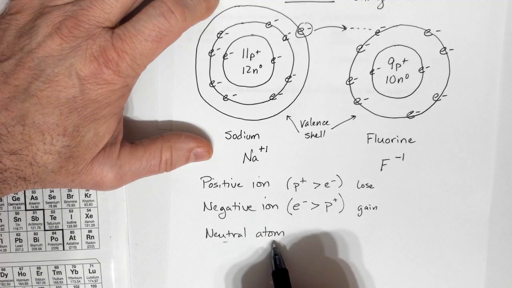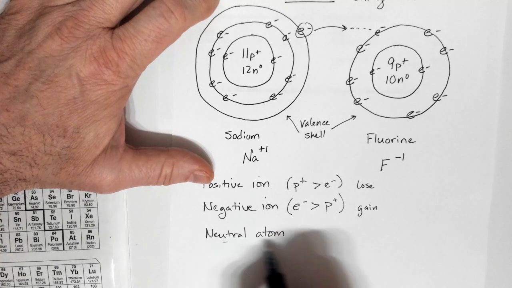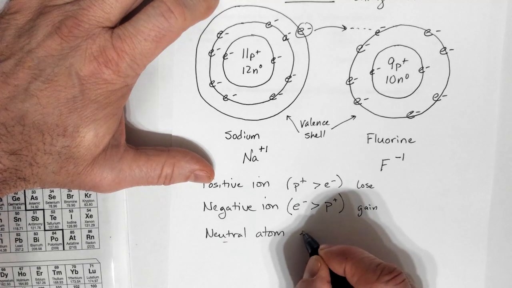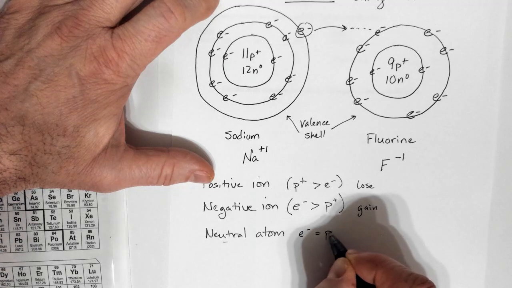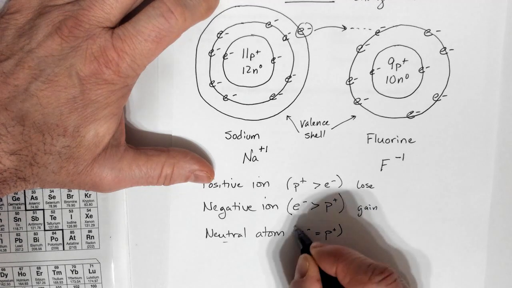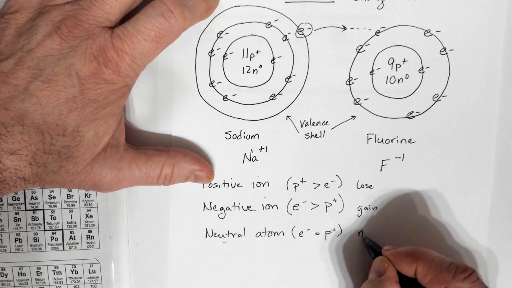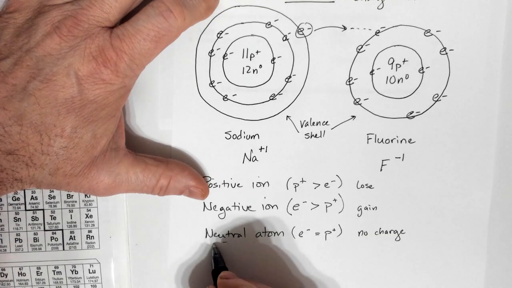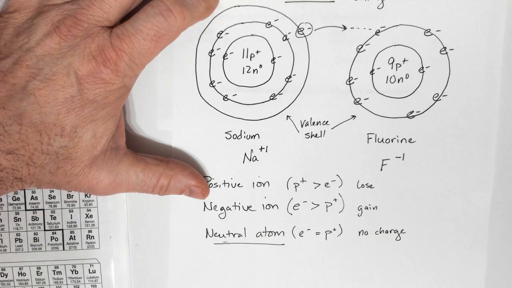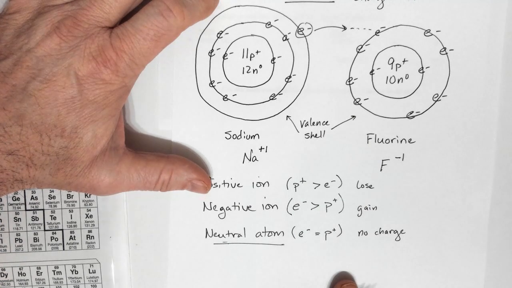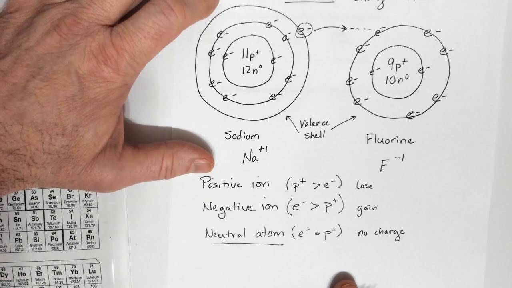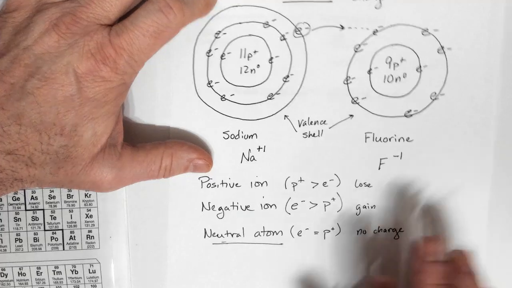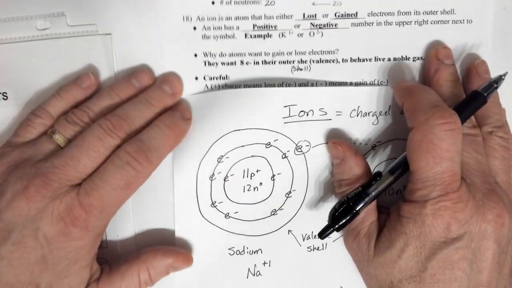A neutral atom is an atom that hasn't gained or lost. So that means the electrons actually equal the protons, and so they neutralize each other, and there is no charge. Okay? So this would not be an ion. All right? So that's the basic idea behind isotopes and ions. Okay? And so we can put that kind of information in there.